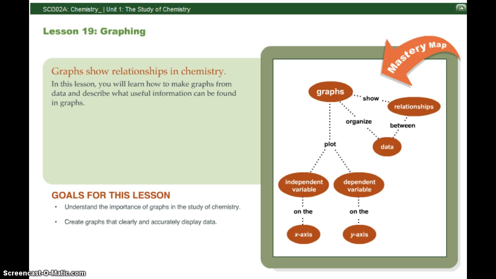Graphs show relationships in chemistry. In this lesson, you will learn how to make graphs from data and describe what useful information can be found in graphs. Goals for the lesson: understand the importance of graphs in the study of chemistry, create graphs that clearly and accurately display data.